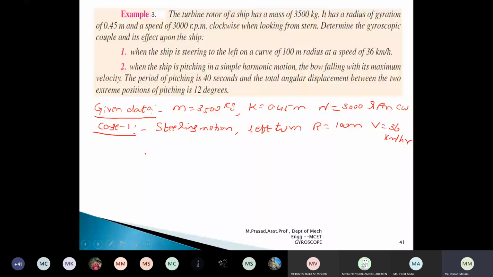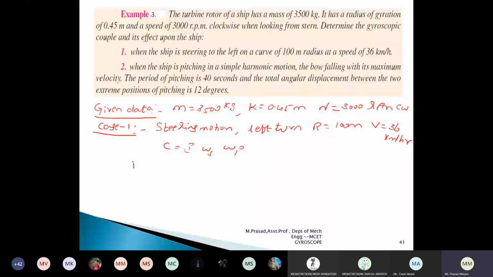Can anyone give the answer? What is the formula for the gyroscopic couple? C is equals to I into omega s into omega p. Now, I is the moment of inertia of the disc. Omega s is the angular velocity in spin axis and omega p is the angular velocity in precession axis. Now try to find I value.